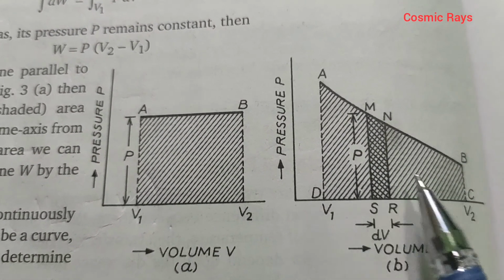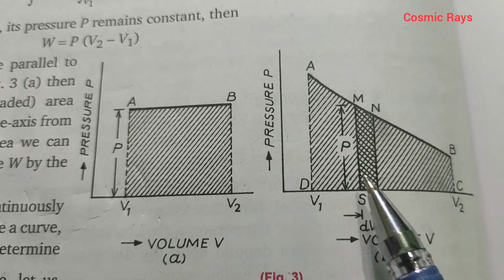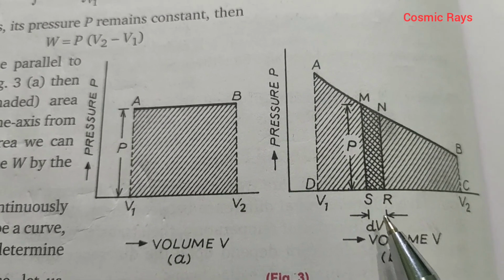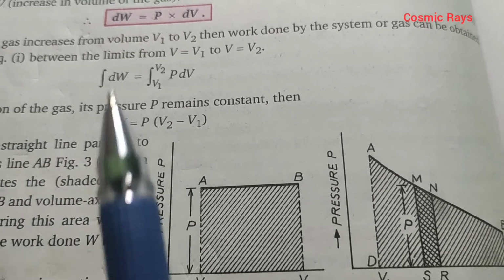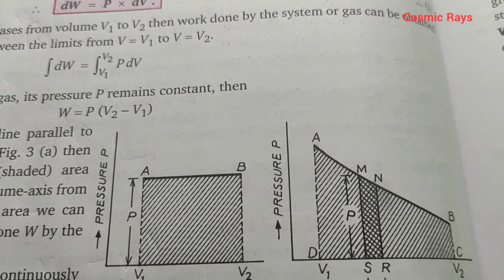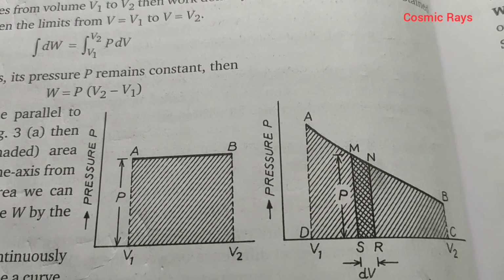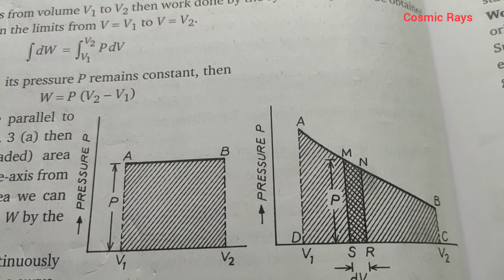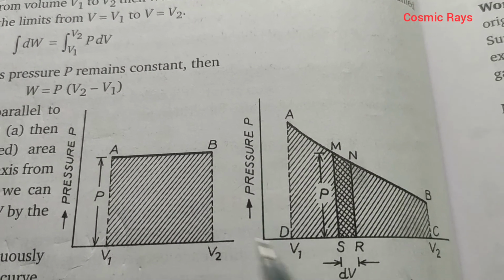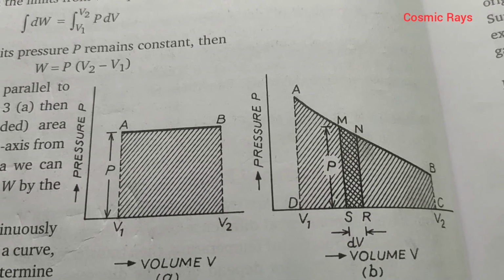To take out the total work done, we divide it into small portions and we take this small portion as dV, and then we follow the same integration process. So we can obtain directly the work done by the gas or a system by the area enclosed between the PV curve and the volume axis. So this is the area under the PV curve or the volume axis.